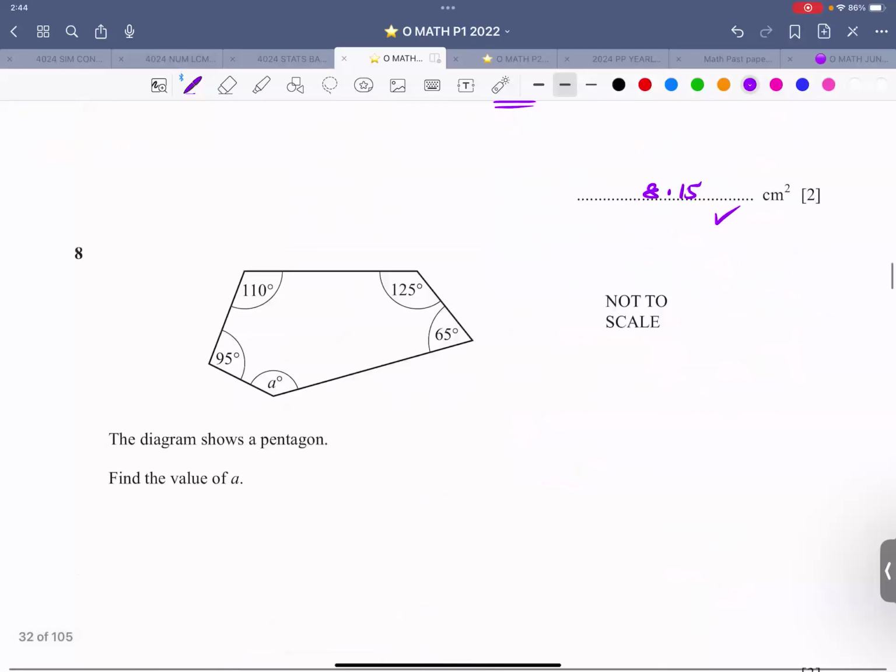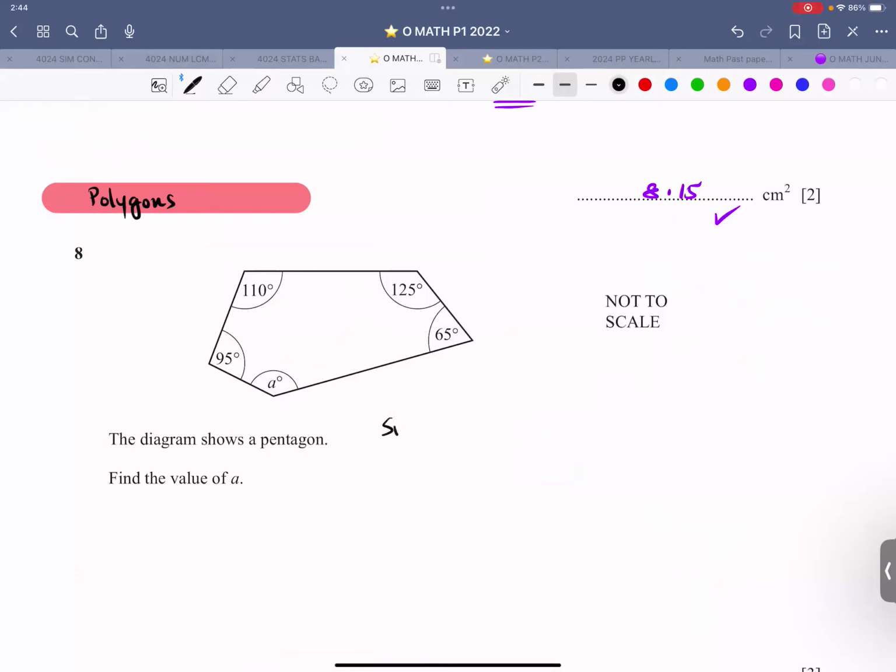Question number 8. This is a question of polygons. So let me write the title. I'm even writing down the title. So polygons. The diagram shows a pentagon. Find the value of A.